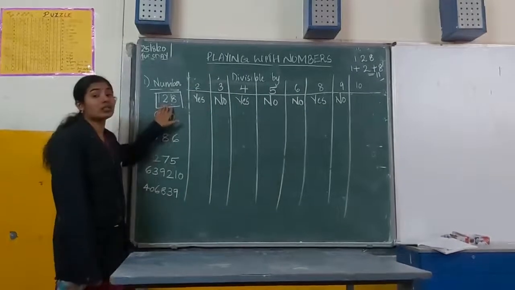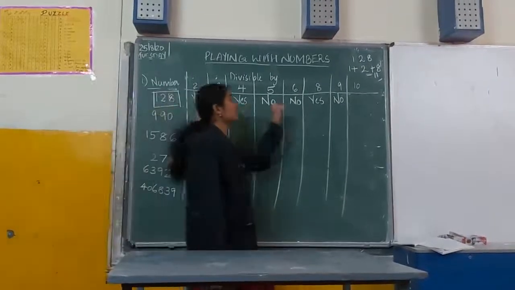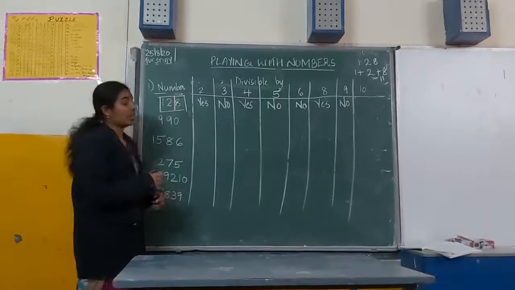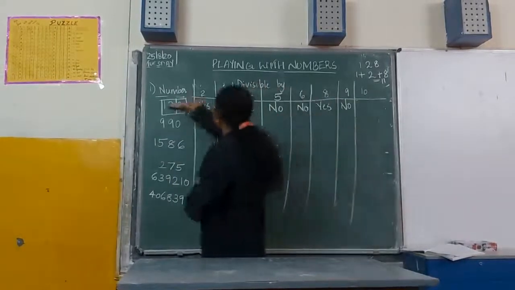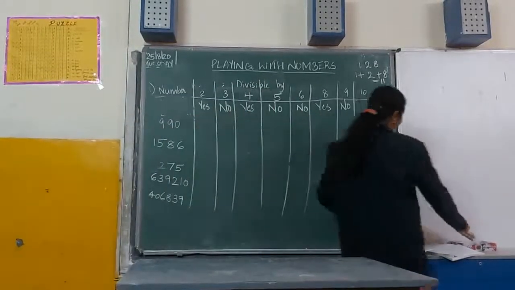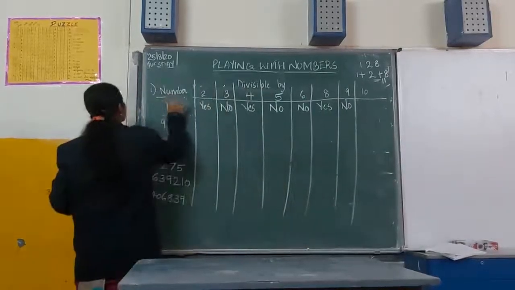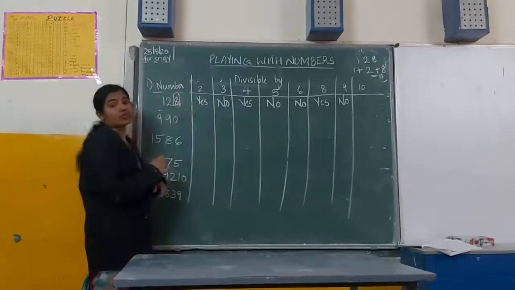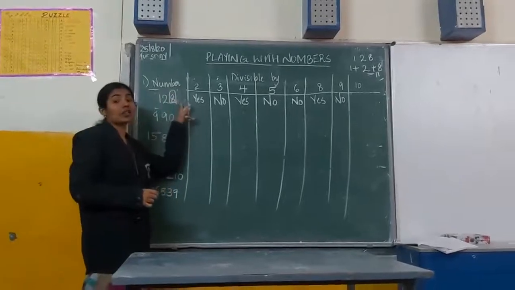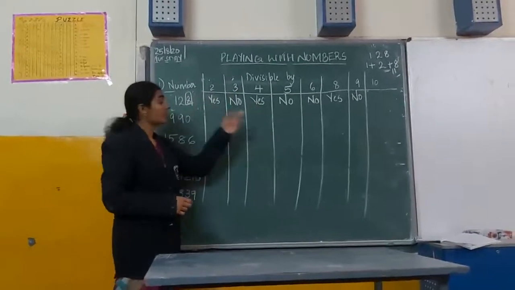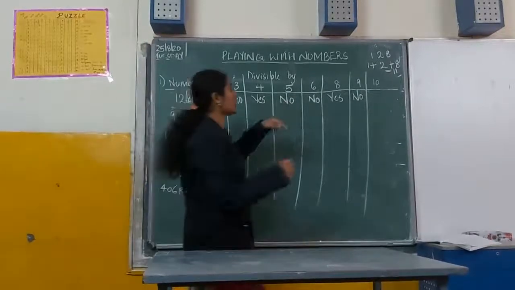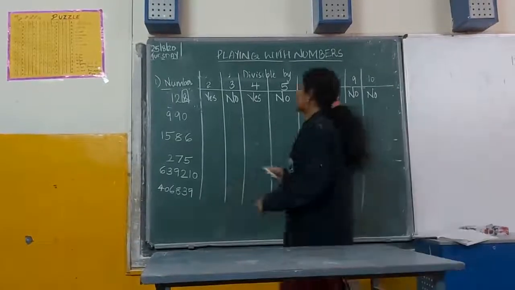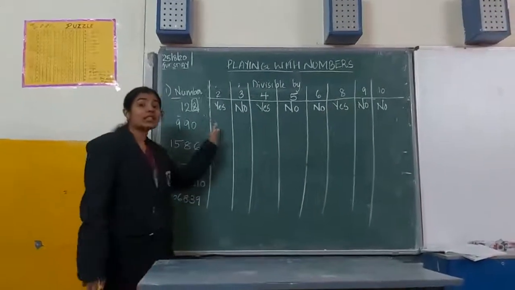See the next number. You want to check the divisibility by 10. How to check the divisibility? See the last digit of the number. Last digit of the number is 8. If the last digit is 0, then only we can say the number is divisible by 10. Here the last digit is 8. So the rule is not satisfied. So here we should write no. Same way the other numbers also you should check the divisibility.